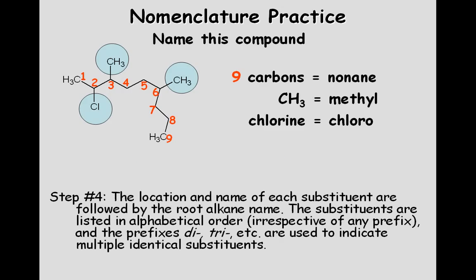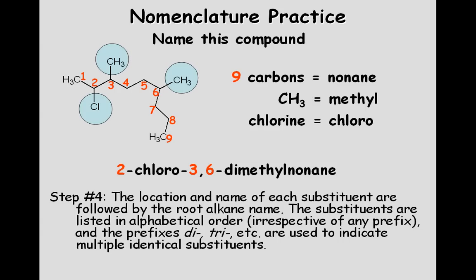The location and name of each substituent is followed by the root alkane name, and the substituents are listed in alphabetical order. So we have a methyl group, but we have 2 of them, so that's dimethyl, and then we have a chloro group. So when we name this compound, 2-chloro indicates the position of the chlorine on the second carbon in the chain. 3,6-dimethyl indicates the 2 methyl groups located on carbon number 3 and carbon number 6, and then nonane indicates that there are 9 carbons in the chain.